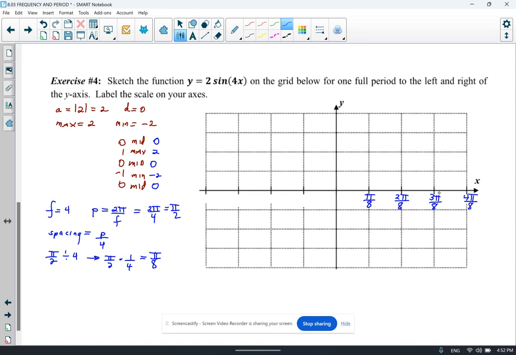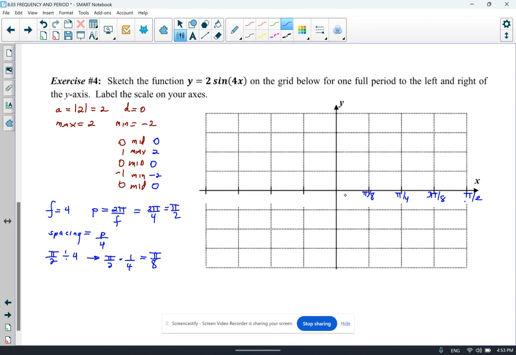But typically we reduce things. I'm just going to make the numbers a little smaller so it's easier to graph. But this is pi over 8, you can't reduce. I'm just writing it a little smaller here. 2 pi over 8 reduces to pi over 4. 3 pi over 8 doesn't reduce. Again, I'm just making it a little smaller so it's easier to graph. And 4 pi over 8 reduces to pi over 2. And you must label the x-axis, otherwise your graph is wrong.